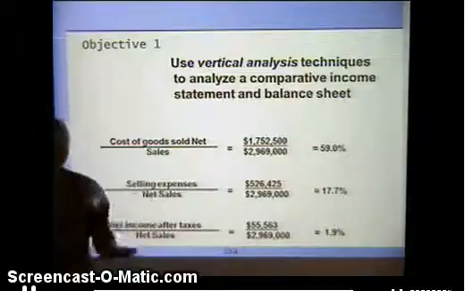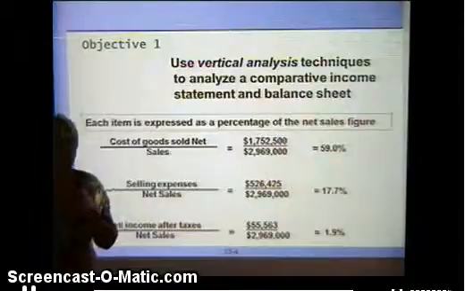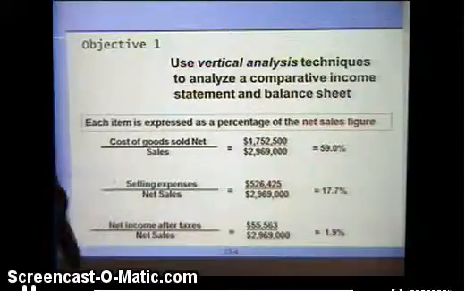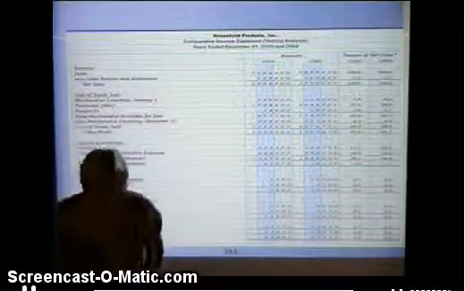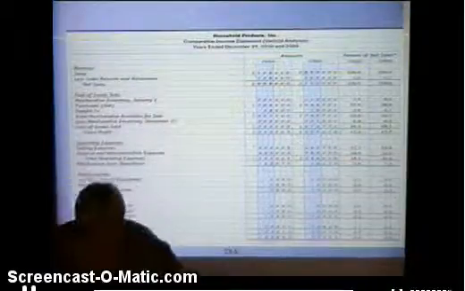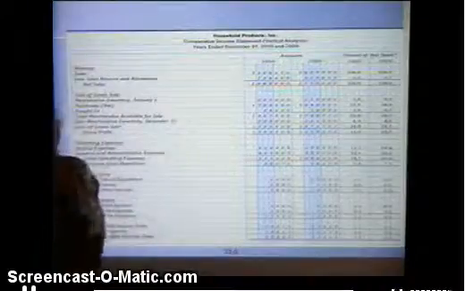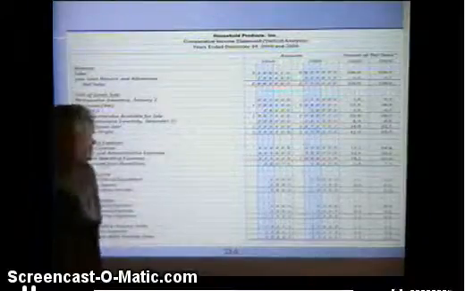Is everybody following so far? Good? Okay. And so each one is a percentage of our net sales figure. Alright, so here's one, and I think it's probably not the same one in your book, or is it? Yes? Thank God I got the right one. I have 3 different sets of these, but I wanted to be sure I pulled the right one out.